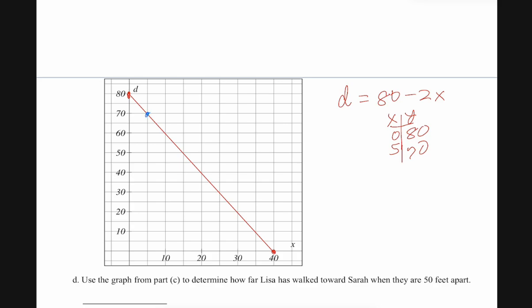But you have a formula. Plug in 2 points. 2 points create a line. I plugged in 0 because that's a nice number to plug in. I plugged in 5 because they asked me to do that anyway. And then use that point feature. And then it says use the graph to determine how far Lisa has walked towards Sarah when they're 50 feet apart. So at 50 feet, that's the X they're looking for. So they're asking what X goes with 50. So if you go to your graph and hit 50 and go down, the X value is 15.